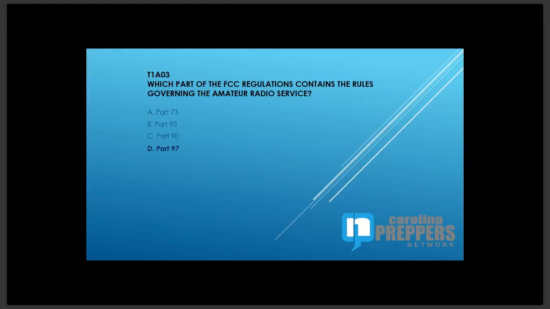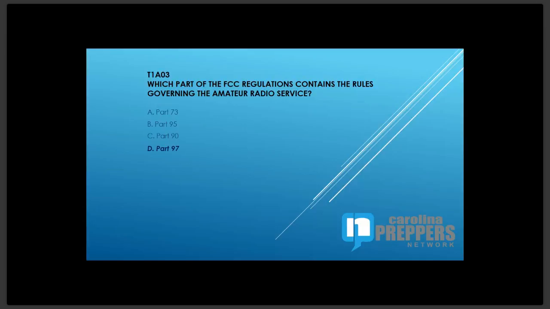Which part of the FCC regulations contain the rules governing amateur radio service? There's not really a whole lot I can tell you on how to remember that. It's 97. You just have to remember it. And Part 97 is mentioned all the time throughout ham radio. Every question in this question pool is directly pulled from Part 97. The whole entire test is centered around acquainting you with Part 97.